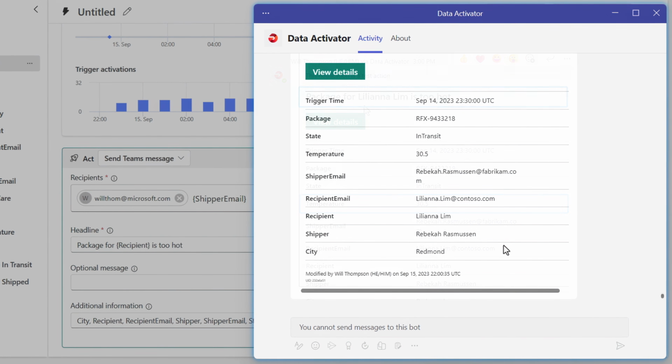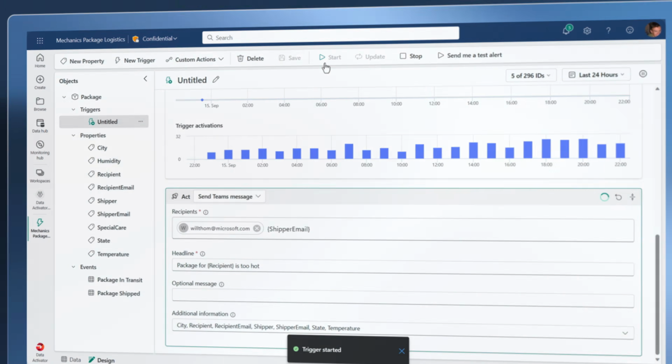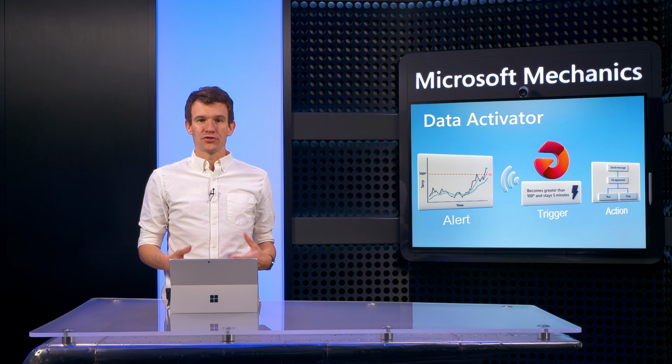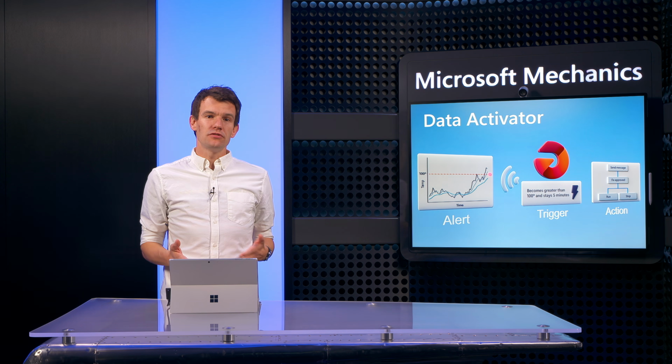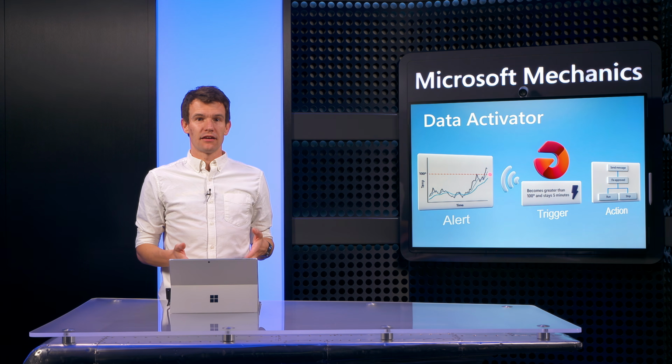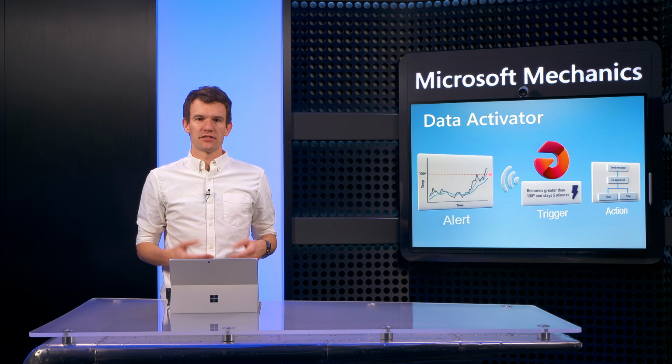This test looks really good, so I can go back over to Data Activator and confirm my logic and actions by hitting Start. And now it's running in the background, monitoring for those conditions and taking actions accordingly. And that's how you can use Data Activator on streaming data to send an alert on individual business objects like one specific package that's overheating.